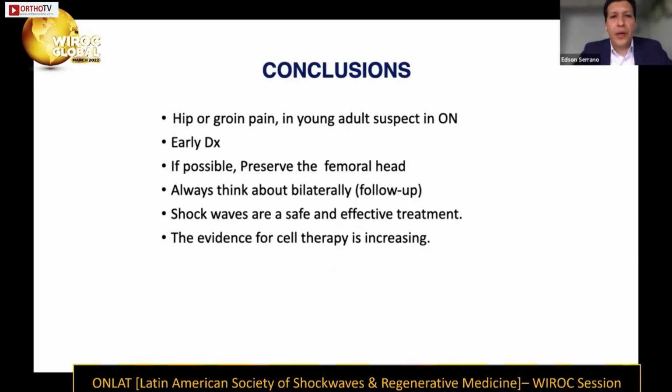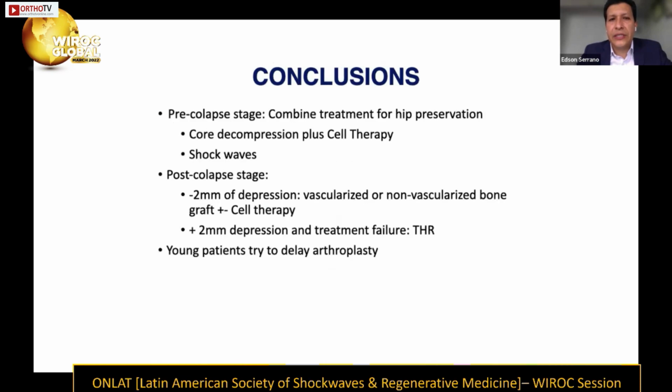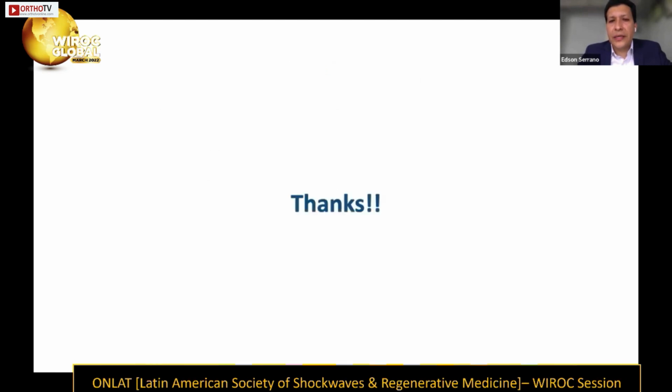Conclusion: if we have hip or groin pain in young adult patients and suspect osteonecrosis, it's very important to perform an early diagnosis, because that depends on the results. Always think about bilaterality. Shockwaves are safe and effective. The evidence for cell therapy is increasing. In the pre-collapse stage, we combine core decompression and shockwaves. And post-collapse, we think about other techniques and maybe total hip replacement. In young patients, try to delay arthroplasty. Thank you very much.